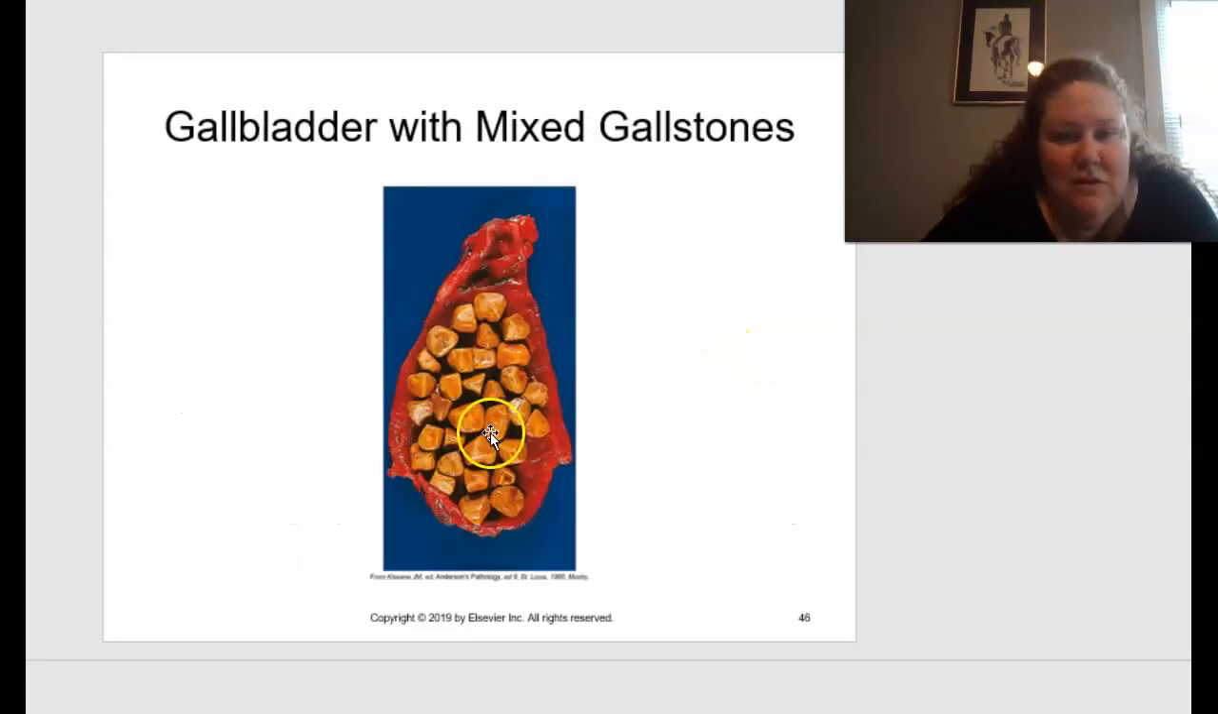This is a picture of some pretty wicked gallstones. This is figure 17.19 on page 456, and it's a resected gallbladder, so it was taken out, containing mixed gallstones. So those are some pretty well-developed ones, and that would be very, very painful.